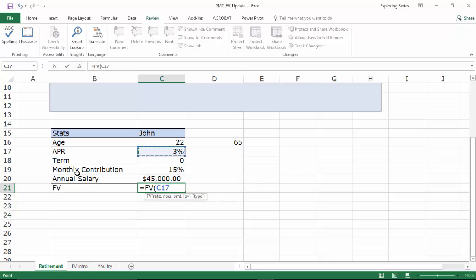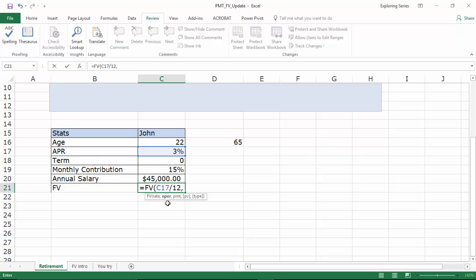However, John is making monthly contributions, which means that that 3% annual is too high. He's paying a 1/12 of that. So we're going to divide that 3% by 12. There we go. Now the next argument is NPER.